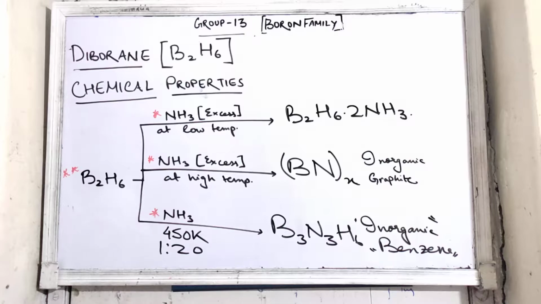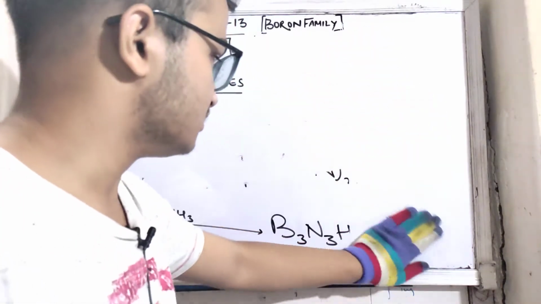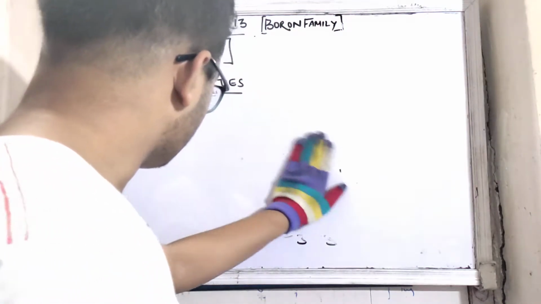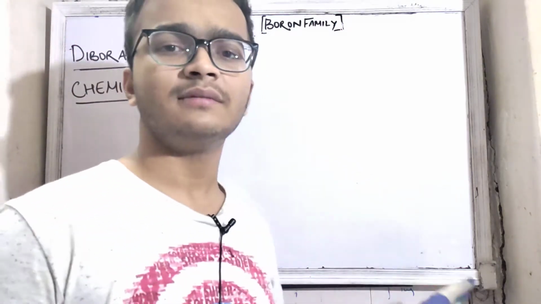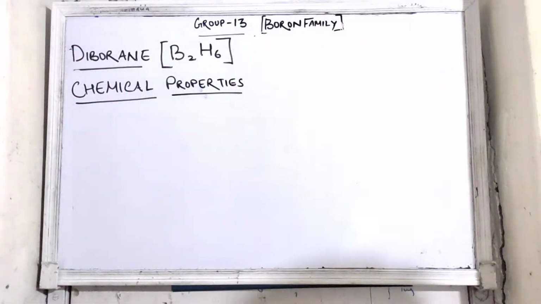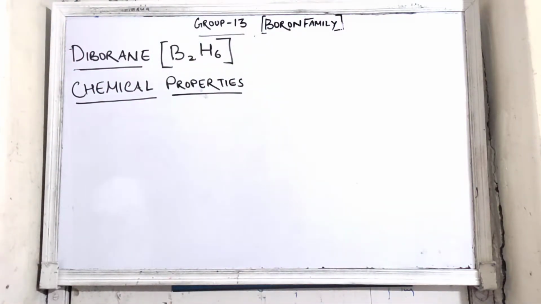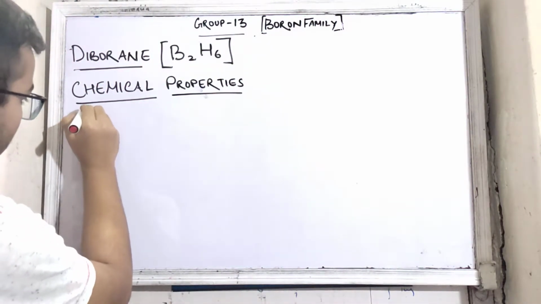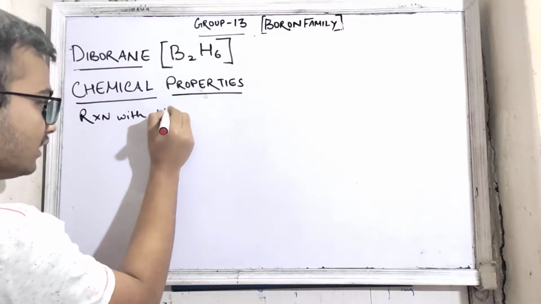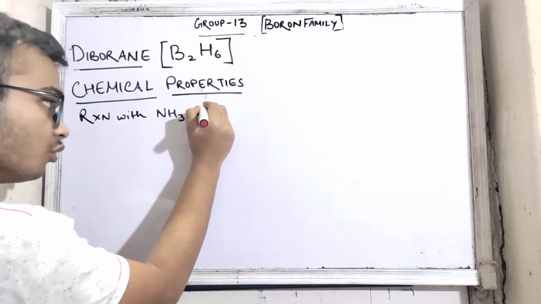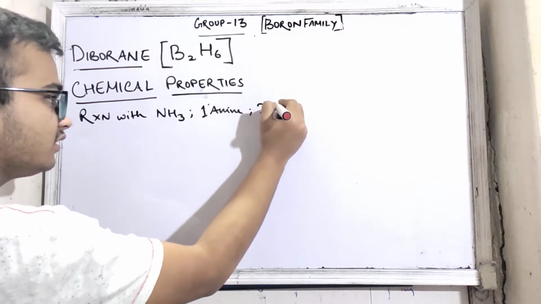So let's now erase this. Now we come to the second case, which is reaction with ammonia, and also with 1 degree and 2 degree amine, but not 3 degree amine. Okay, just a second. So let's write here reaction with NH3 or 1 degree amine or 2 degree amine.